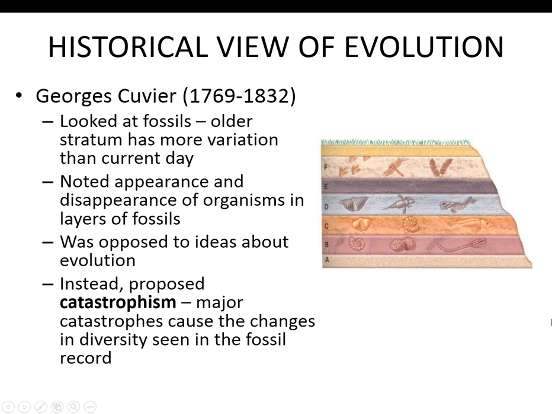Again, Cuvier did not have any support for the ideas of evolution, but he was looking at the appearance and disappearance of organisms in the fossil record and came up with the idea of catastrophism rather than evolution. His idea was that all of these living things have always been here, but we stop seeing some of them show up in the fossil record because there have been major catastrophes that have created changes in the diversity, because we've lost certain species because of these big catastrophes, and that's reflected in the fossil record.